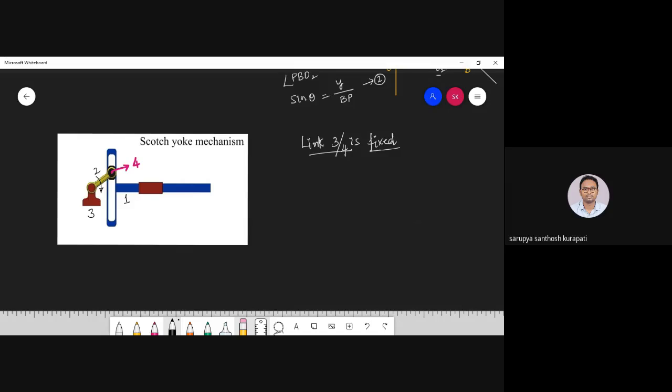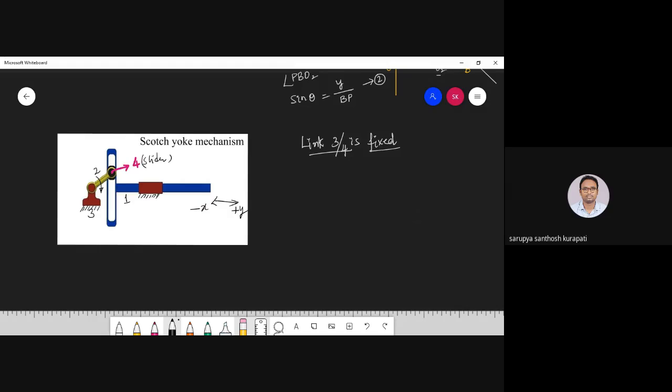because my slotted plate can only move in positive and negative x direction. So this is negative x and positive x. So I'm fixing this particular third link. Third and fourth both are sliders, so I'm fixing the third link. To the third link, by using a turning pair, the crank is connected, and to the other end of the crank another slider is there, that is the fourth link.